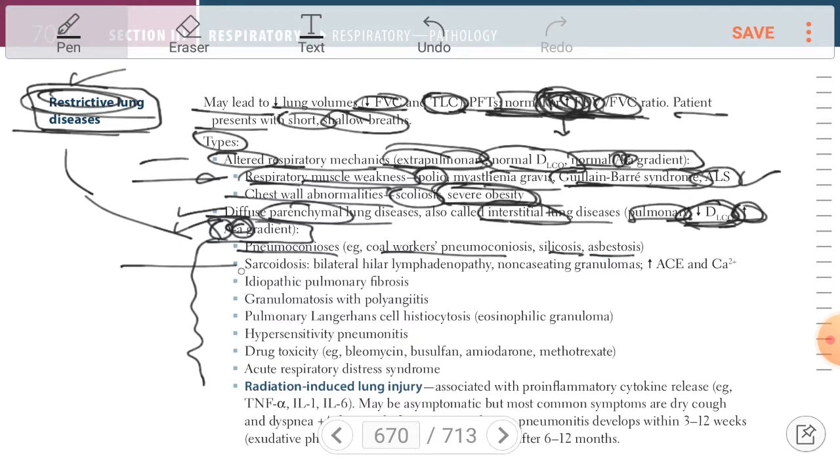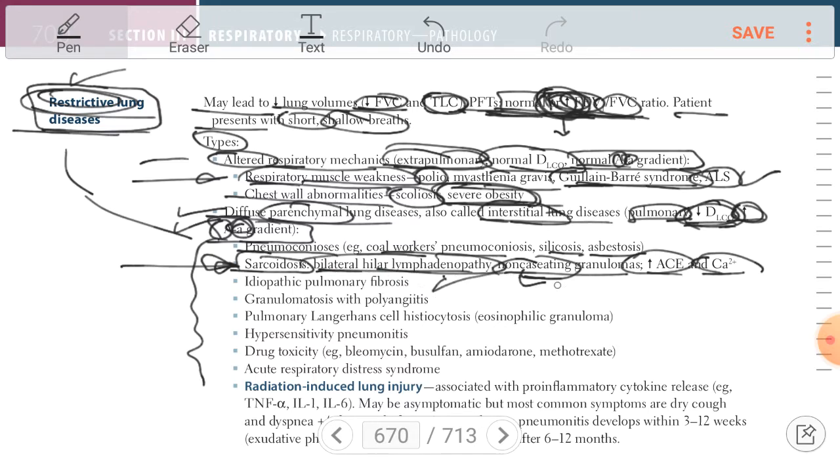Then the next one, this is so important: sarcoidosis. It has bilateral hilar lymphadenopathy, non-caseating granuloma, increase in ACE, increase in calcium, plus African American, plus increased CD4/CD8 ratio, plus uveitis. So in sarcoidosis, non-caseating granuloma is the most important, plus African American, increased CD4/CD8 ratio, increased ACE, increased calcium, bilateral hilar lymphadenopathy, and uveitis.